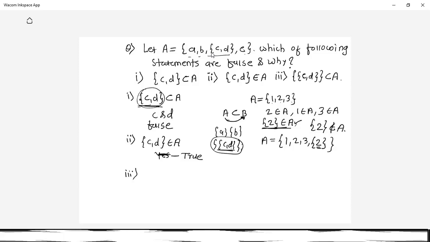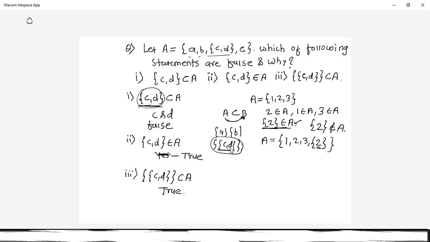Then the third one is C, D, whether it is a subset of A. Now if you find all the subsets of this set A, as I said, a set with element A can be a subset, a set with element B can be a subset, then the third element of the set A is another set with elements C, D. So this can be a subset, a set with a set as one element, and inside that C, D are the elements, that can be one subset, and hence this third statement is also a true statement.